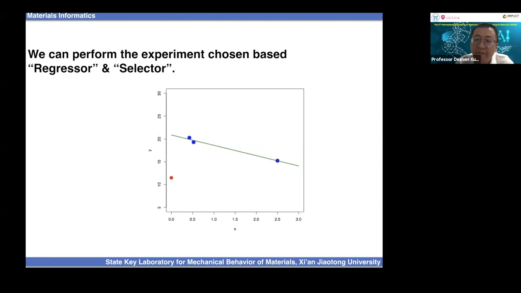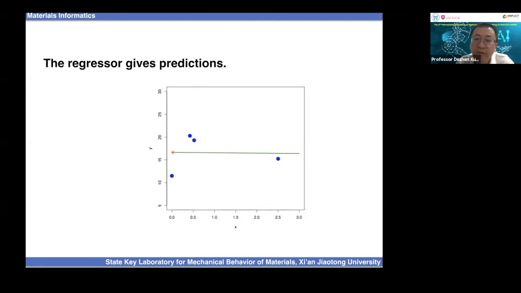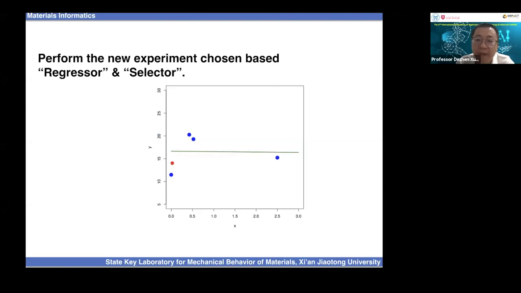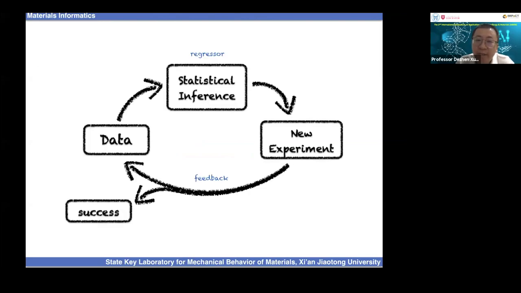But the good thing is we have four data points, and we update our linear model. We update the parameters in our linear model, and then we have new predictions. Then we use the selector to select the next experiment point. The star shows the next experiment. We do the experiment. The results are not good, but we have five data points. So what we did is start from the data and build the regressor. We do the statistical inference. Then based on the best prediction, we do the new experiment and feed back. Then we do this loop again and again until we find the highest y.